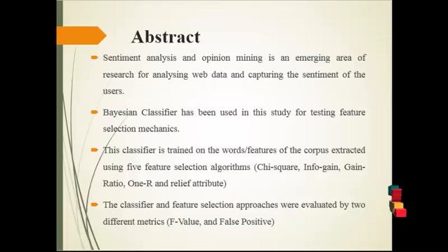Sentiment analysis and opinion mining is an emerging area of research for analyzing web data and capturing the sentiment of the users. A Bayesian classifier has been used in this study for testing feature selection mechanisms. This classifier is trained on the words or features of the corpus extracted using 5 feature selection algorithms, that is chi-square, info gain ratio, 1R and relief attribute. This classifier and the feature selection approaches were evaluated by 2 different metrics: one is F value and the other is false positive value.